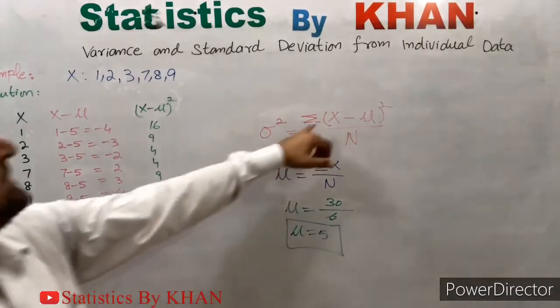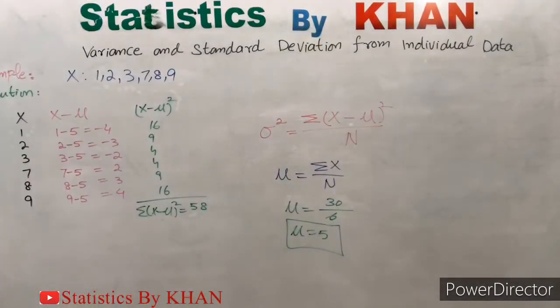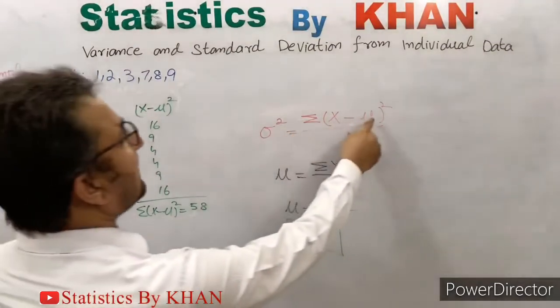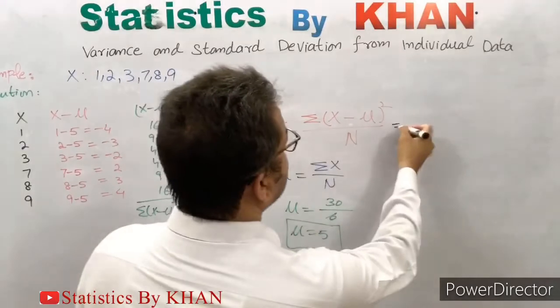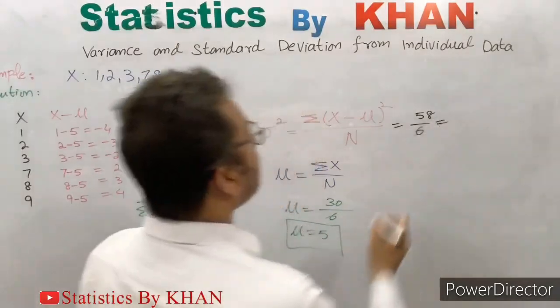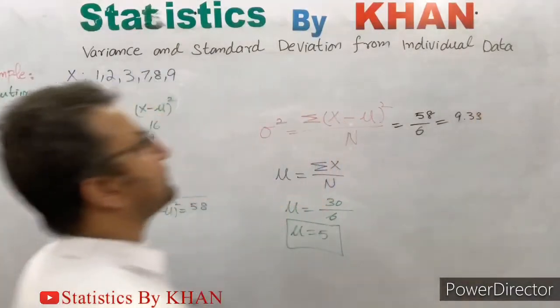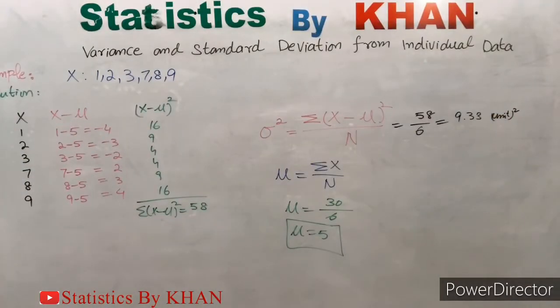Now whatever is needed in the numerator of this formula, we have obtained that over here. So now we will put 58 for summation x minus mu whole squared in this formula. This will become 58. Now in the denominator, n stands for the number of observations. In this case, the number of observations is 6. So now we will put 6 over here. And if we simplify 58 over 6, we get 9.33 unit square as the answer.